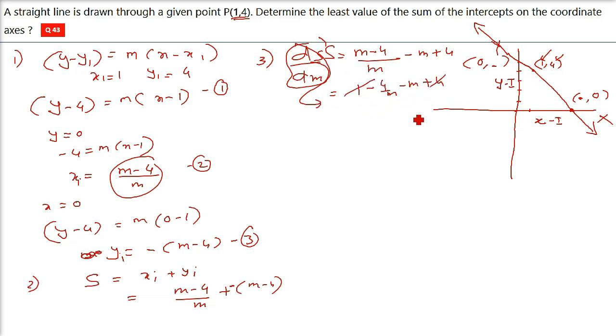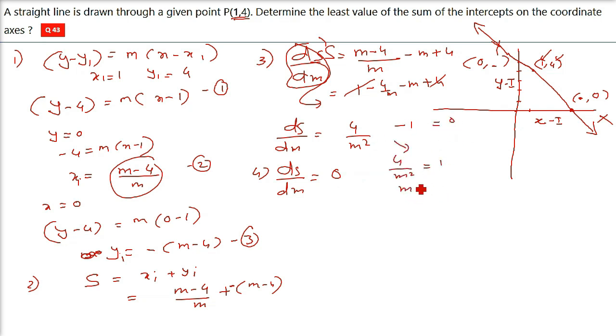Once you differentiate it, you are going to get a certain expression. So when you get this expression, this is 4 by m square minus 1. The next thing will be ds by dm should be equal to 0. ds by dm equals 0 means 4 by m square minus 1 equals 0. 4 by m square equals 1. M square is equal to 4. M is equal to plus minus 2. Now you tell me whether we can take 2 or negative 2. We have to check for both of them.